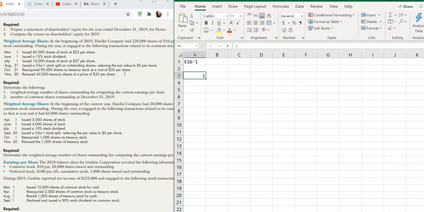Okay, so I'm going to have the number of shares issued, and I'm going to have the time outstanding, and I'm going to say other. Well, I'll add columns to it as we go.